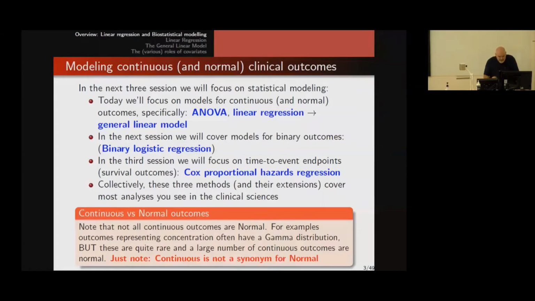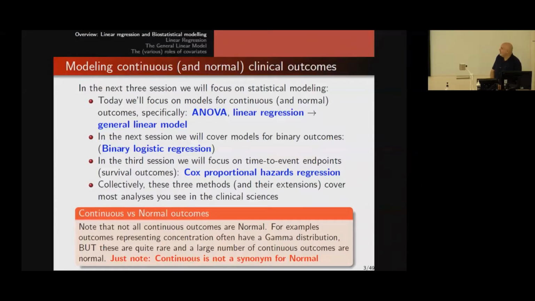So if you can really understand these three sets of models, I really should say, then you are well on your way to being able to analyze a large majority of your own data, okay? Just a very quick note also on continuous variables. People automatically assume when you say a variable is continuous, that it's normally distributed. That is not necessarily the case, even though a large majority are. But there are examples of continuous outcomes that don't have a normal distribution.